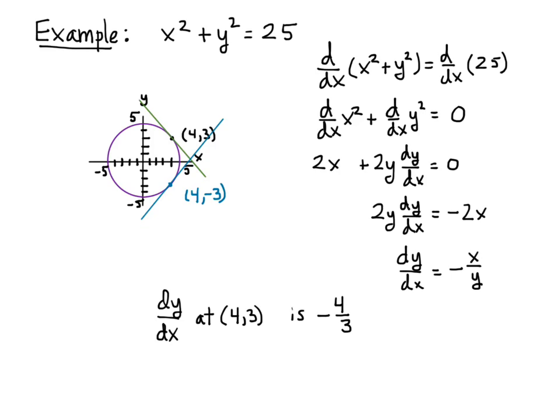Why is d over dx times y squared 2y dy over dx? Think of the chain rule. I have a function that's squared, so I get the 2y part, but I also get the dy dx, because it's the derivative of the inner function, which is y. It is the derivative of y with respect to x. Okay?